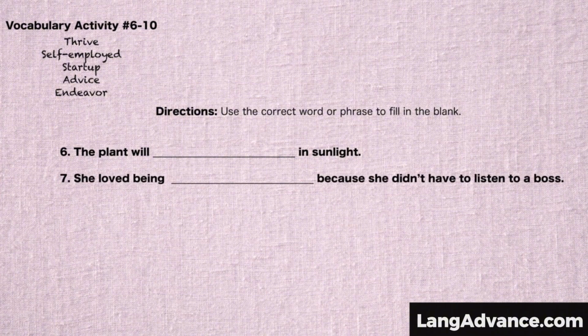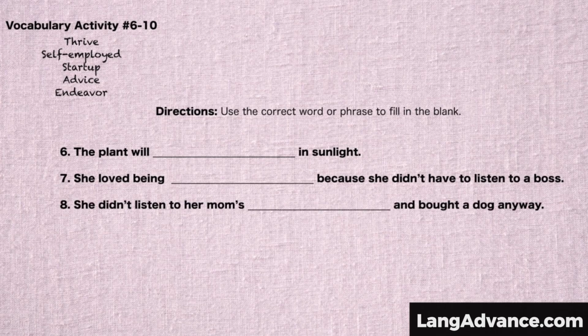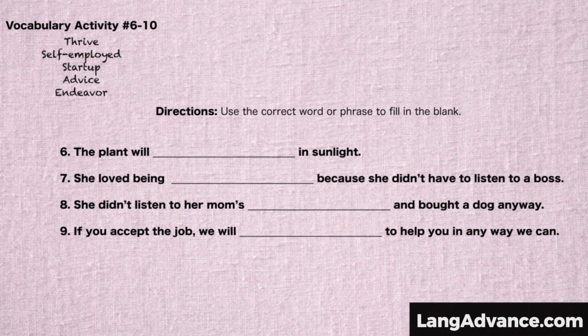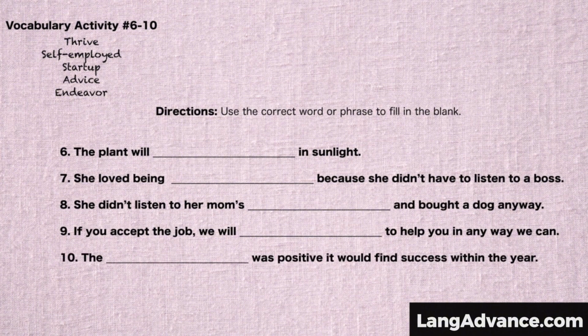Number 7. She loved being because she didn't have to listen to a boss. Number 8. She didn't listen to her mom's and bought a dog anyway. Number 9. If you accept the job, we will to help you in any way we can. Number 10. The was positive it would find success within the year.